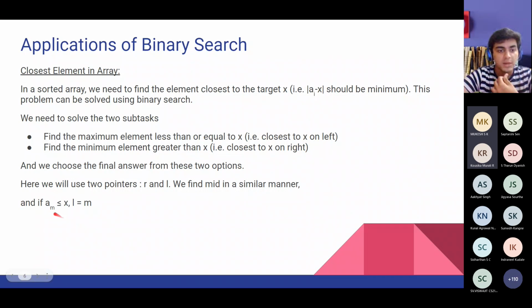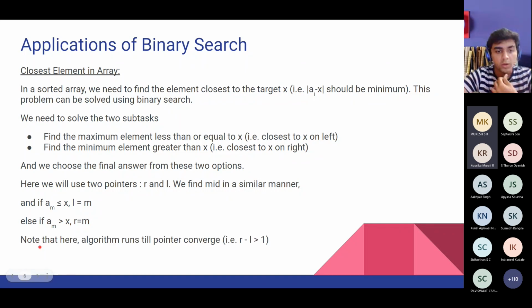If A[mid] is less than or equal to x, then L = M and we continue. If A[mid] is greater than x, then R = M and we continue. Note that the algorithm runs till the pointers converge, that is, till the time they are adjacent, that is R = L + 1. During that time, our algorithm will continue to work.